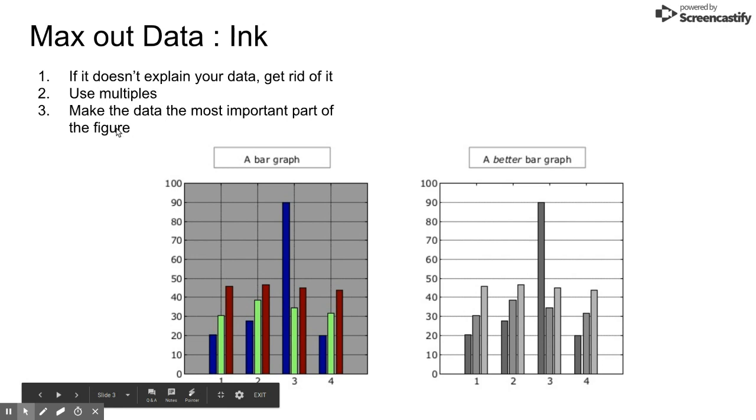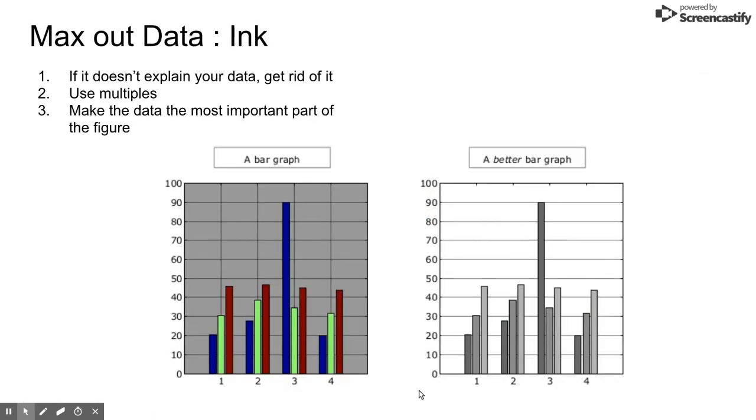Also, make the data the most important part of the figure. Here we've got color that's trying to unify different groups of things, but it's not really standing out because of this dark background. Over here, it's not a question about what's important. We can look at this right away. We still can see groupings, but the data itself, and not the color red or the color blue, is standing out as the most important thing.